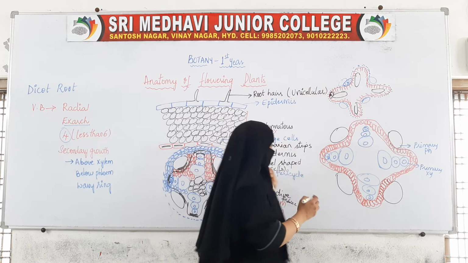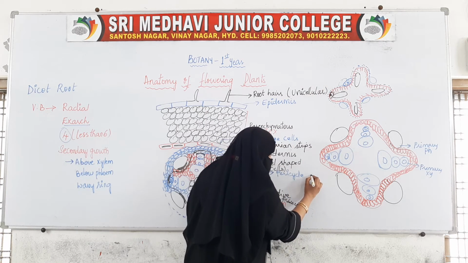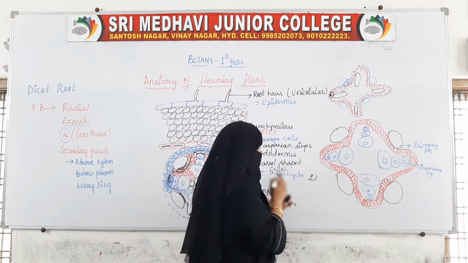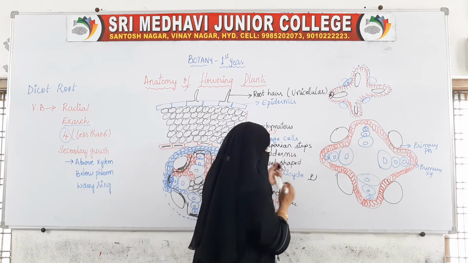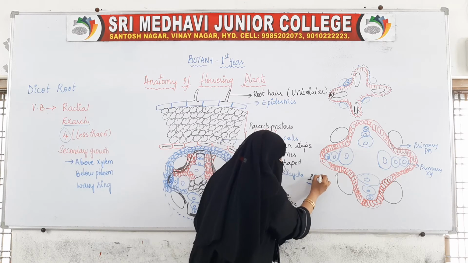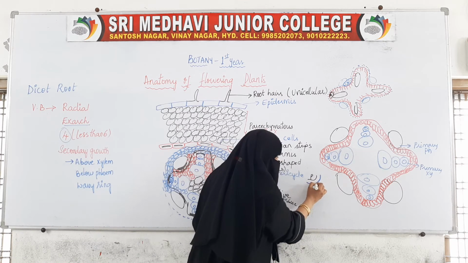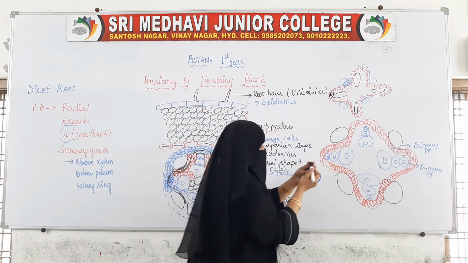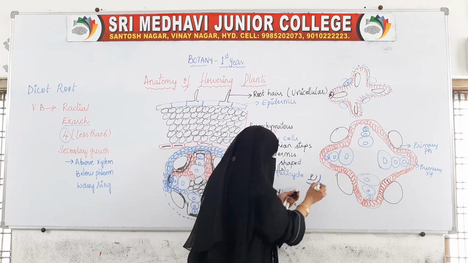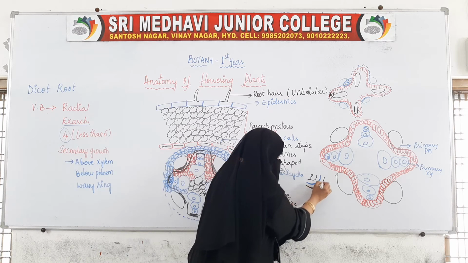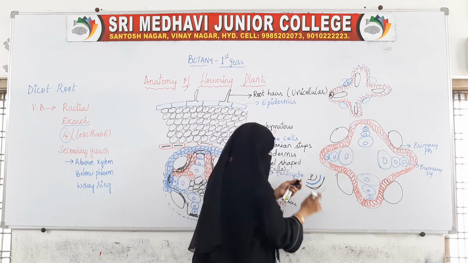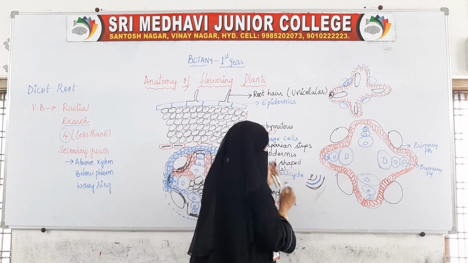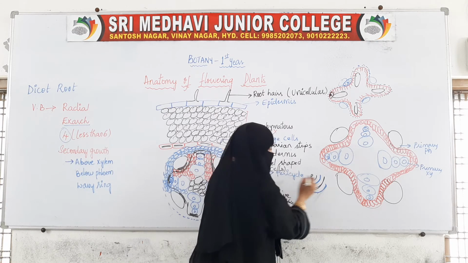So how will it come? This was your primary phloem. Then the secondary phloem came. Now below the secondary phloem is your secondary xylem, and here will be your primary xylem.